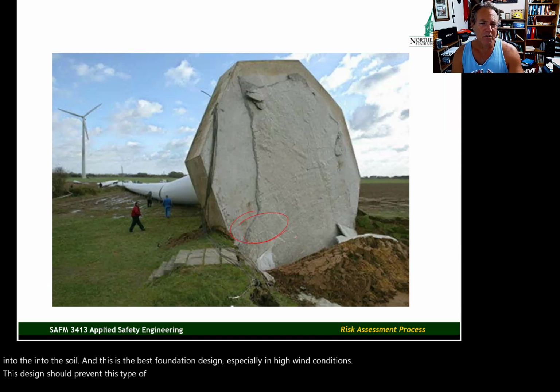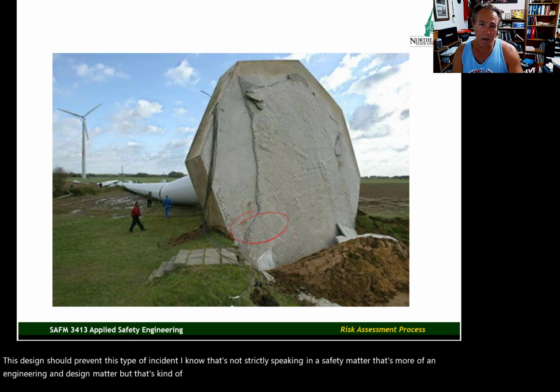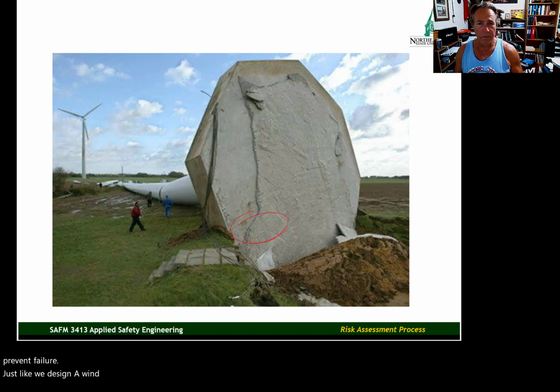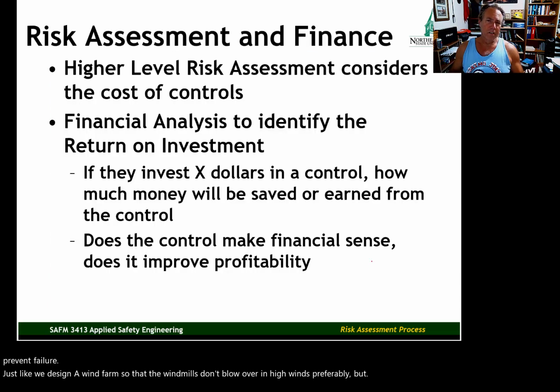I know that's not strictly speaking a safety matter, that's more of an engineering and design matter, but that's kind of what we've been talking about. We design workplaces to prevent failure. Just like we design a wind farm so that the windmills don't blow over in high winds, preferably. But again, more on risk assessment.